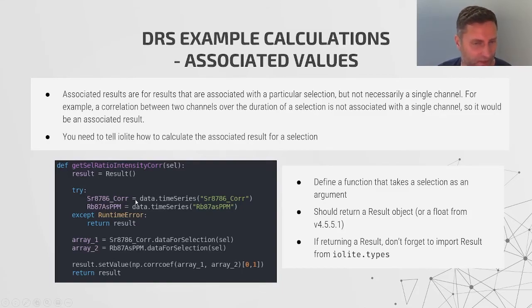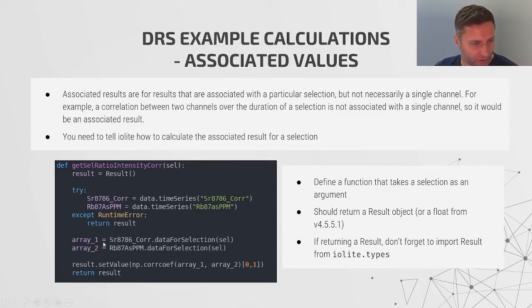In this case here, just as an example, I'm calculating a correlation coefficient between the corrected 87/86 ratio and the amount of rubidium expressed as ppm, so the contribution of rubidium 87 and how that relates to this final ratio. So we wrap this in a try just in case we can't get those channels. If that doesn't work, then we'll just return an empty result.